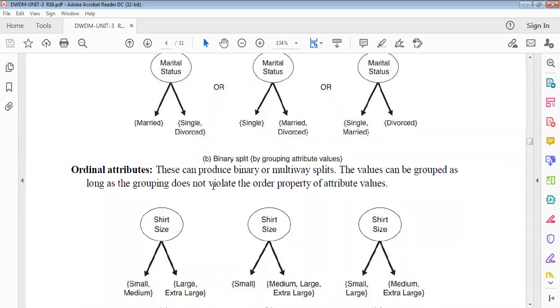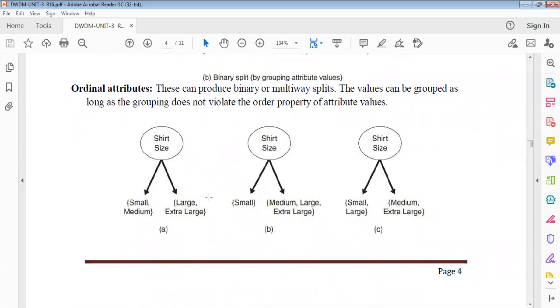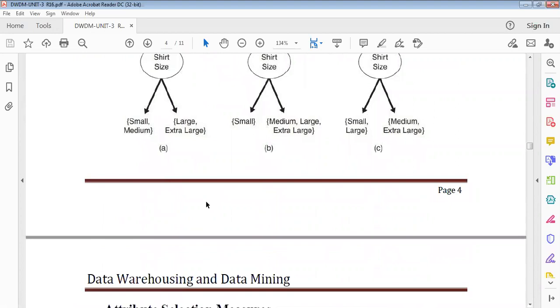For example, the left side takes two values and the right side takes two values. That is the ordinal attribute, so these can produce binary or multi-way splits. The values can be grouped as long as the grouping does not violate the order property of the attribute values, for example small, medium, large, extra large. Here we have to consider it like this.